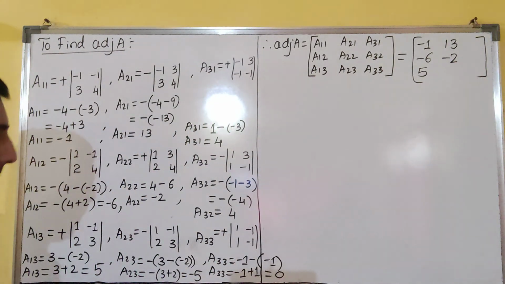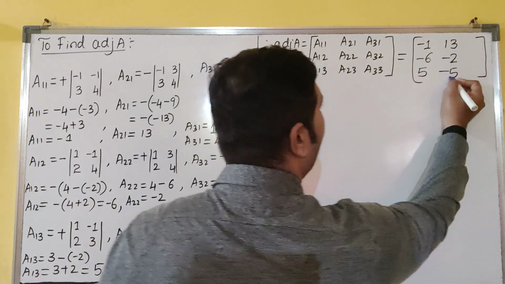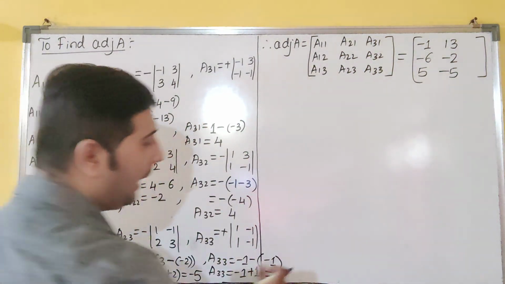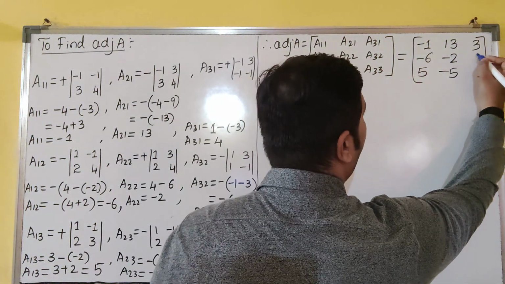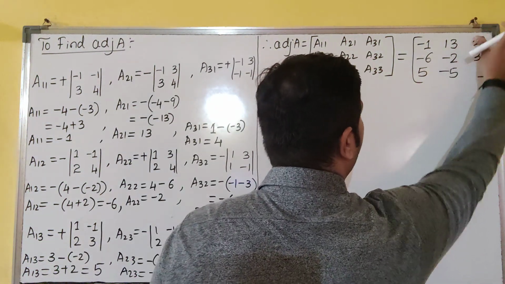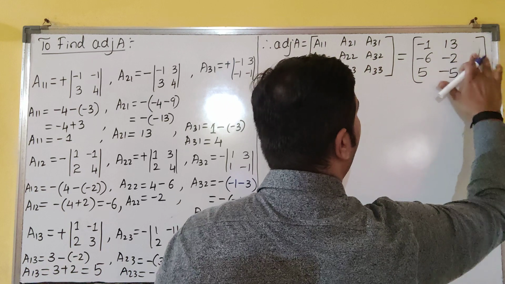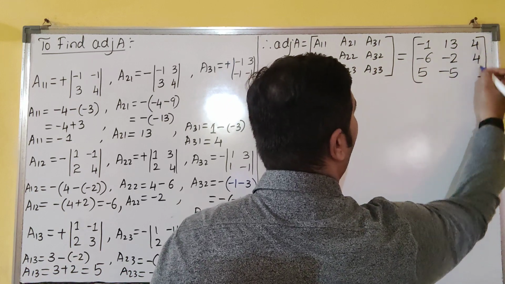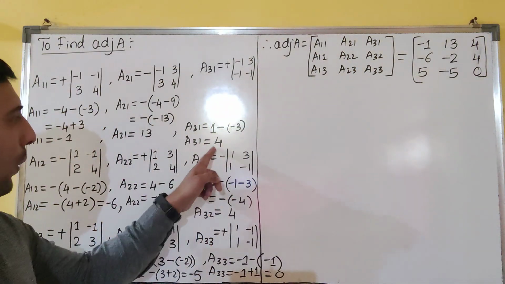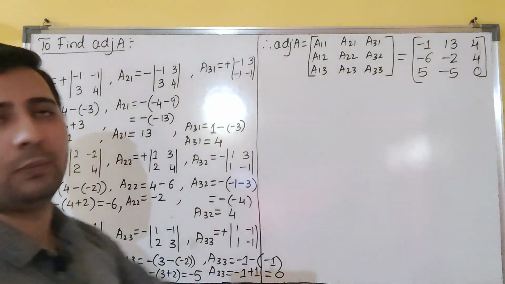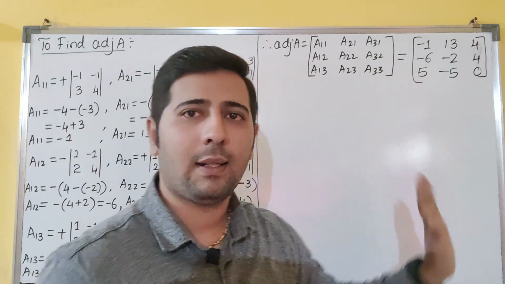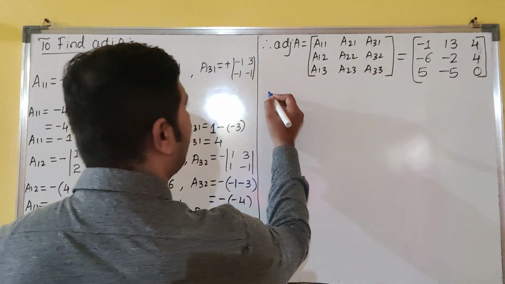A23 is how much? Minus 5. And A31 is how much? 4. A32 is 4. And this is 0 last, A33. Sorry dear students, that is 4, 4, 0. Clear? 4, 4, 0. Clear? Understood everyone? Adjoint of A. Pakka? So now see.